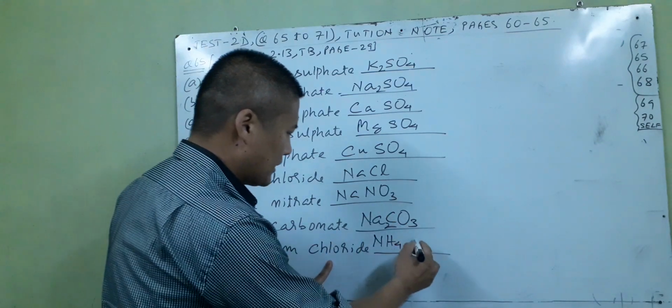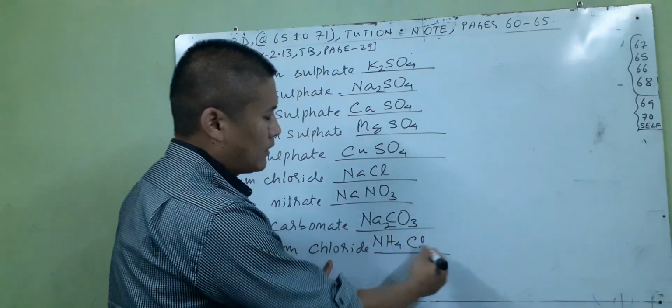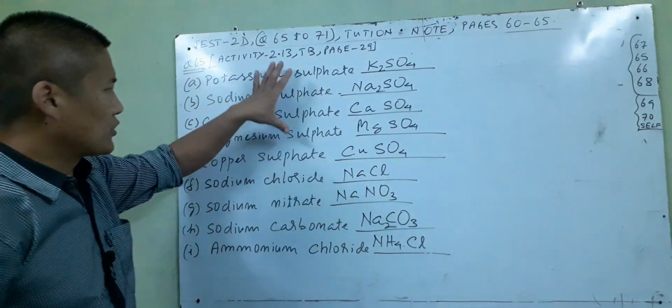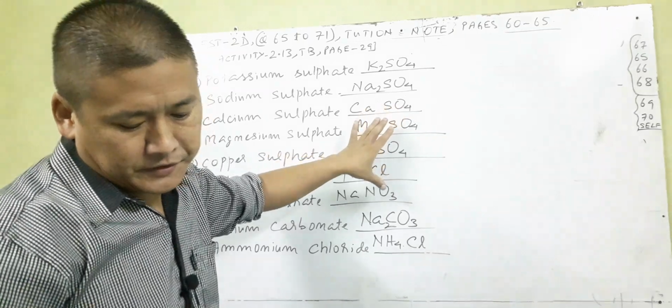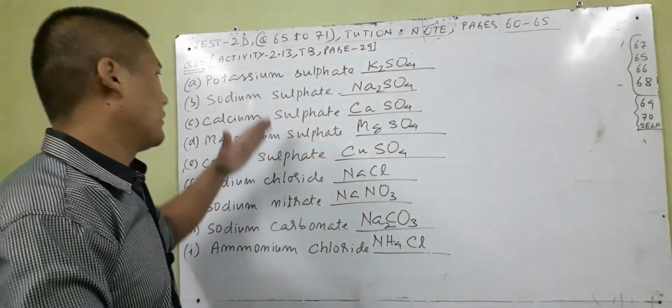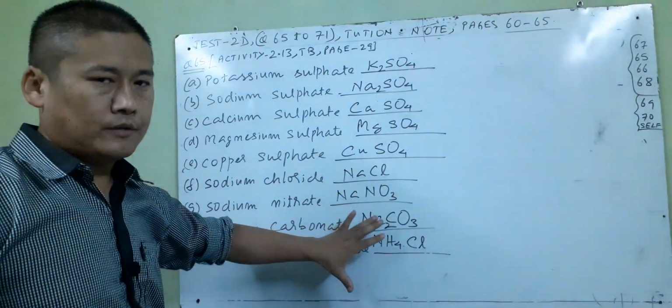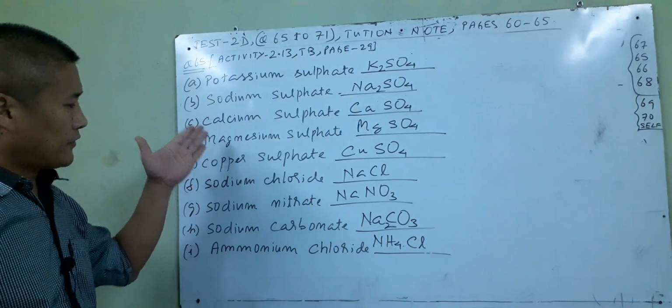Ammonium ion, NH4 1 plus. Then chloride ion, Cl1 minus. Both 1. So this is NH4Cl. So these are some salts. These are all salts, right? The activity there says write the chemical formula of the salts given below. These are very common salts, right? So we've written their formula.